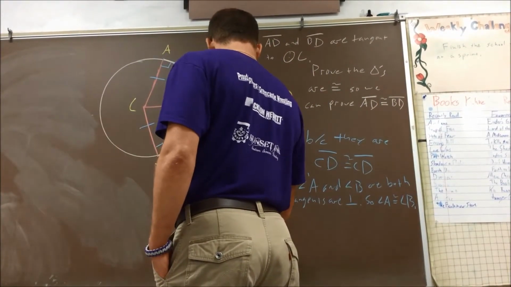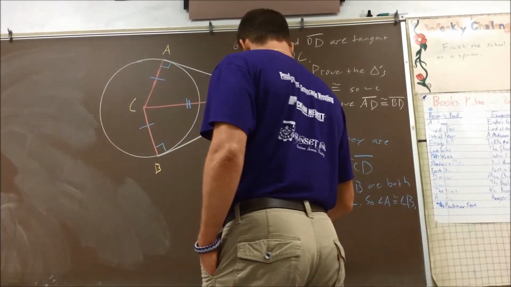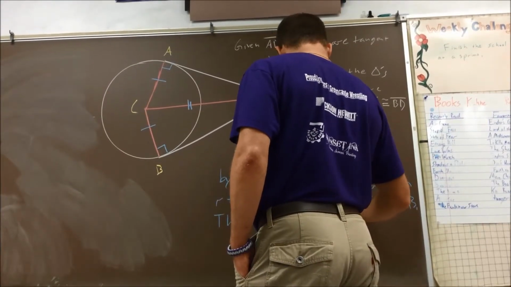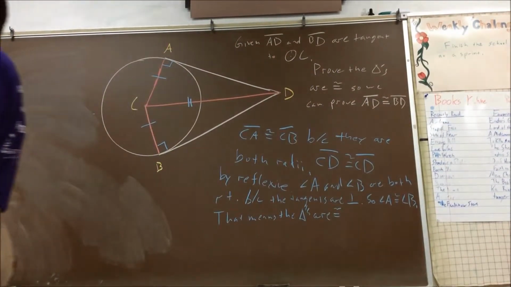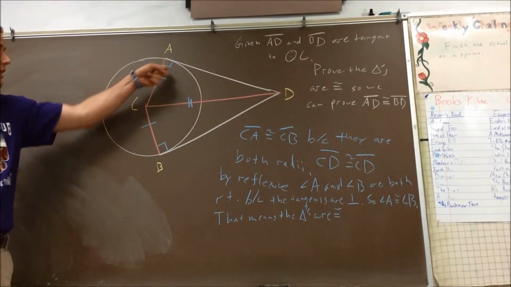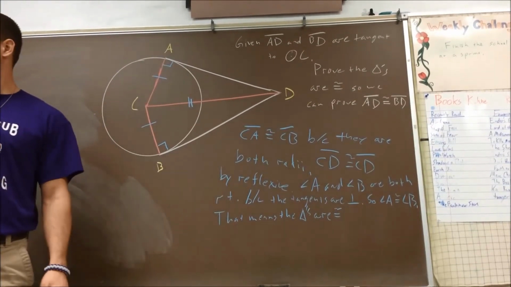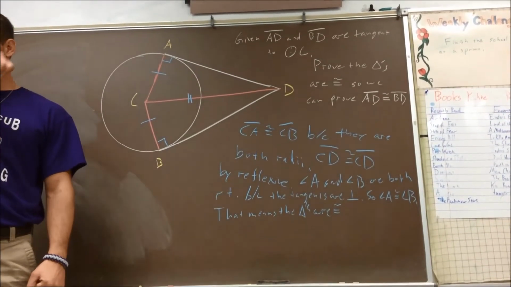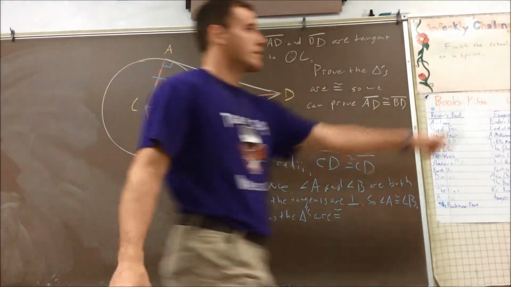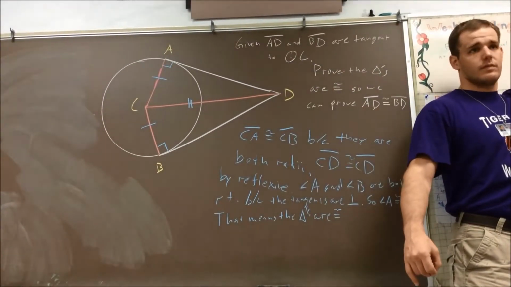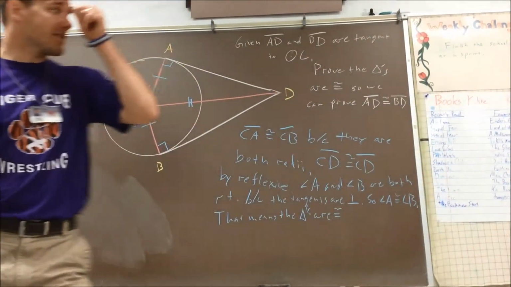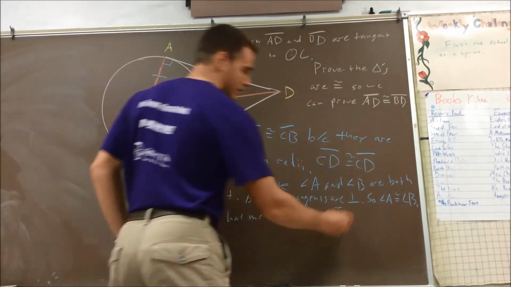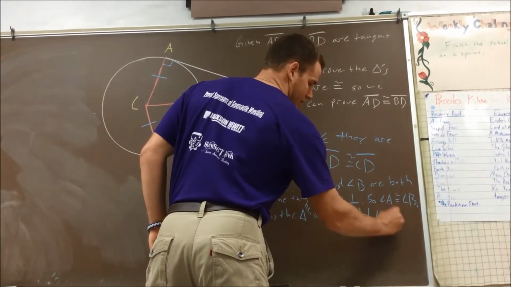That means the triangles are congruent. The triangles are going to be congruent by angle side side, right? We can't use angle side side unless we know the angle is what? Hypotenuse leg. Yes, hypotenuse leg. Can't use angle side side, but it's a right angle, so we use hypotenuse leg. By hypotenuse leg theorem.